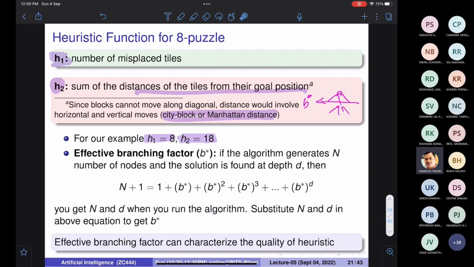Does it make sense? Yes or no? Does it make sense?